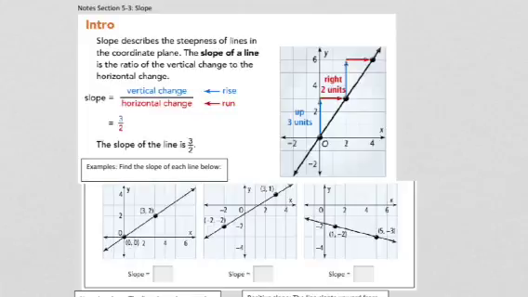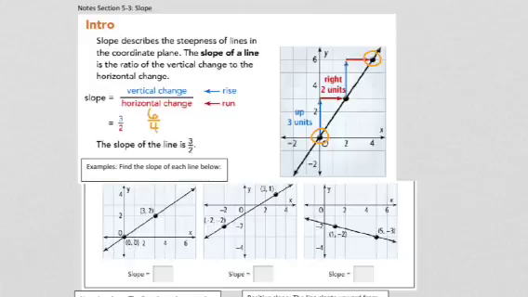Now I'm going to point something else out here. What if I chose the points here and here? Let's do the rise to the run there. So the vertical change to the horizontal change. So from this point here, I'm going to rise 6 spaces and run 4 spaces. So the vertical change is 6 and the horizontal change is 4.